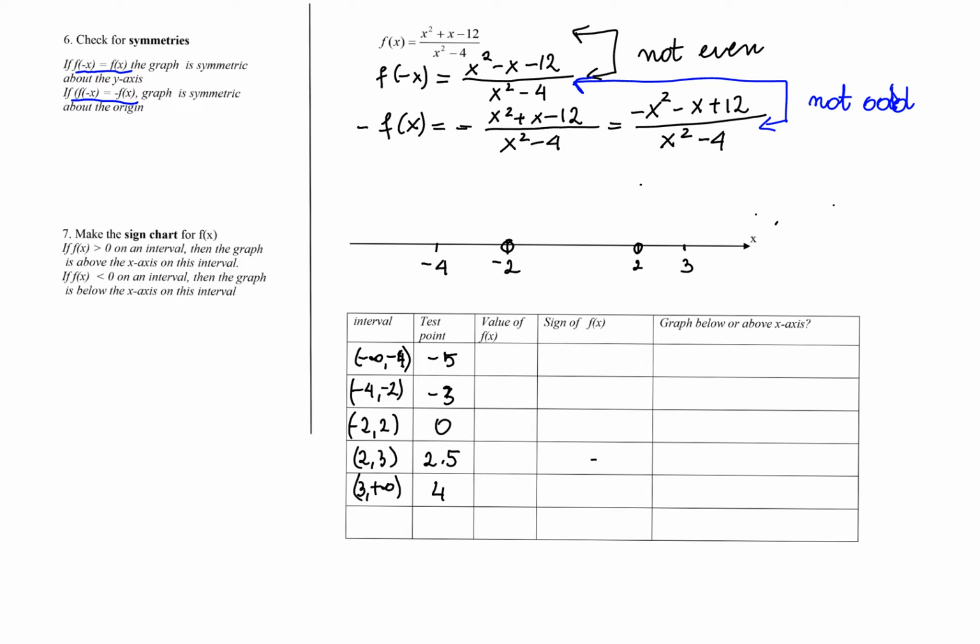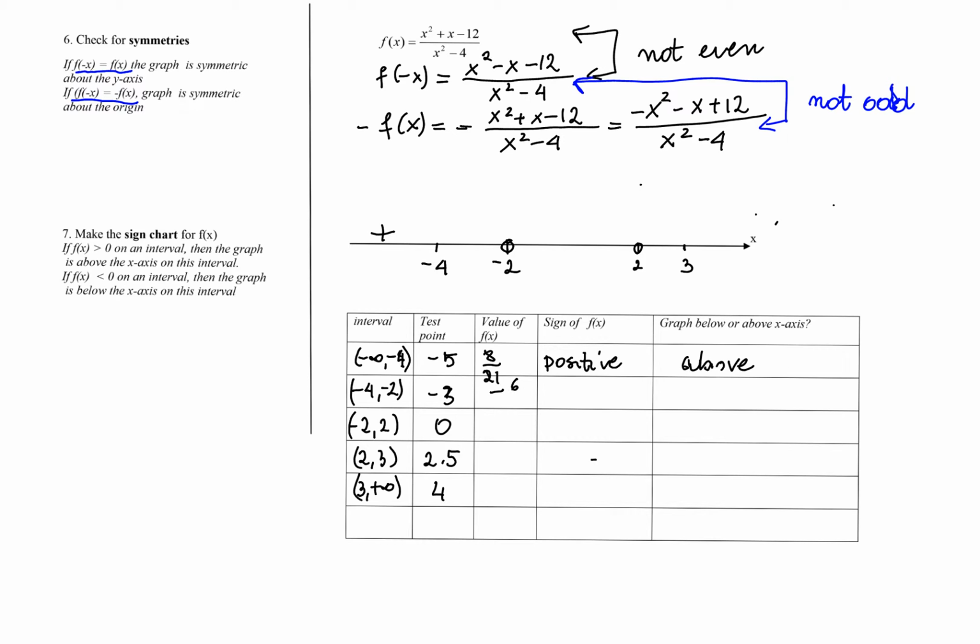So if x is equal to negative 5, the value of the function is 8/21. The value is positive, so the sign is plus. We can put the plus sign above the number line, and if the function is positive on that interval, it means that the graph is going to be above the x-axis.